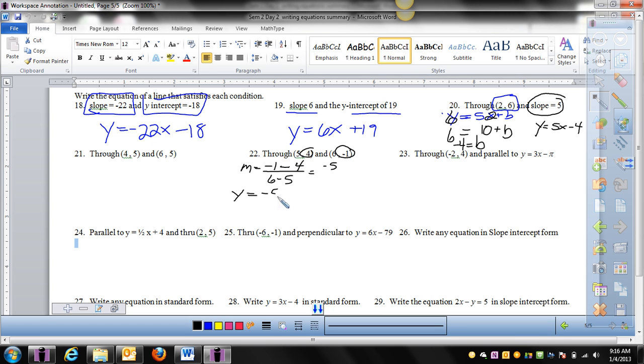Y equals negative 5x plus b. Okay, because they basically gave me enough information to find the m, which I did. And then I'm going to plug in an x and a y to figure out what the b is. Okay, so you can pick either point. Since this has negatives, I'm not going to use that one. I'm going to use this one. Okay, 5 is the x, so that goes right here. I'm going to change the color again. 5 goes right there. And then the 4 goes right here.